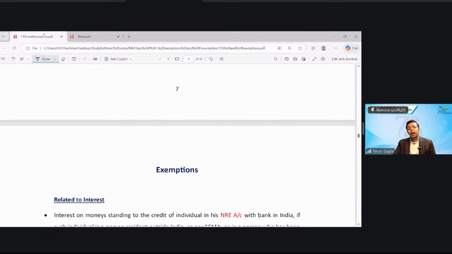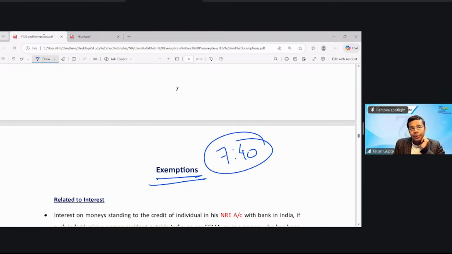So this completes our TDS provisions which were applicable to a non-resident. So the baseline is that whatever income, at whatever rate is taxable in the hands of a non-resident, it's subject to TDS at the same rate only. Okay. So we will have a small break of 10 minutes and then we will start with the next topic, exemptions. Let's have a break for 10 minutes. We'll reassemble at 7:40. Okay, let's break.